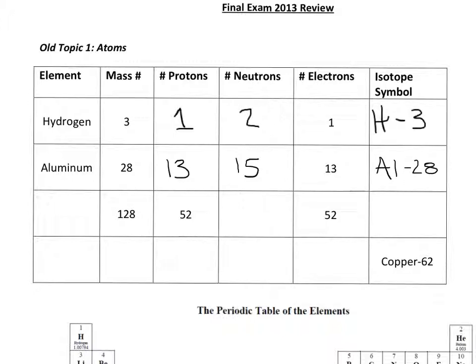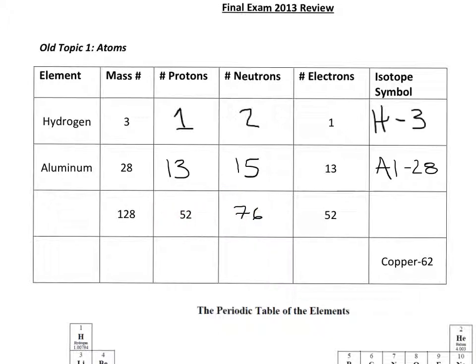And let's go ahead and do this third one together. On this third one, we're not given the name of the element. Remember, the element is identified by the number of protons. The number of neutrons for this guy right here is going to end up being 76, because 128 minus 52 is 76 neutrons. Now we don't use the number of neutrons to identify the element. Remember, that can change with different isotopes. We use the number of protons.